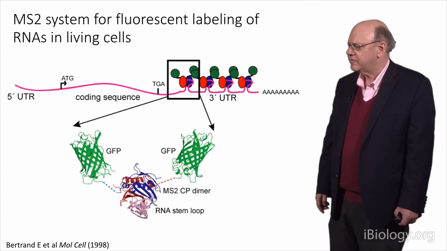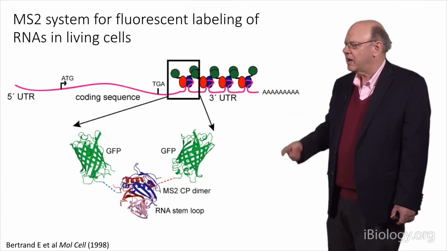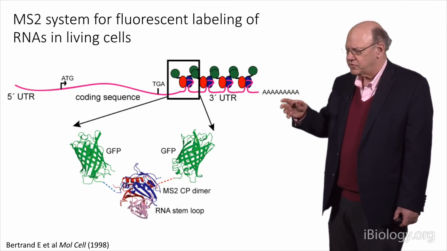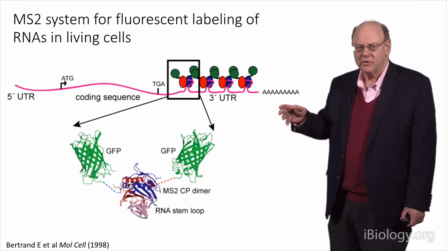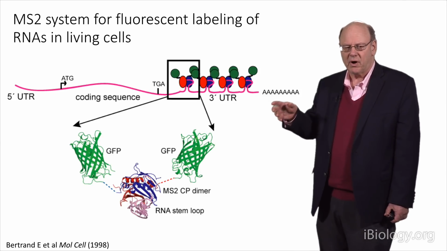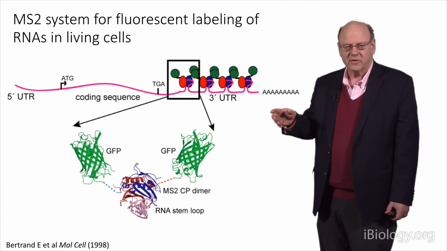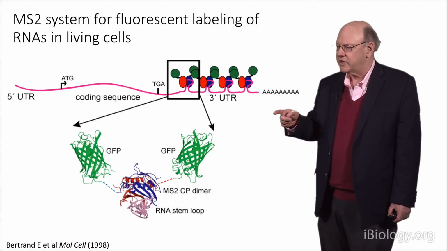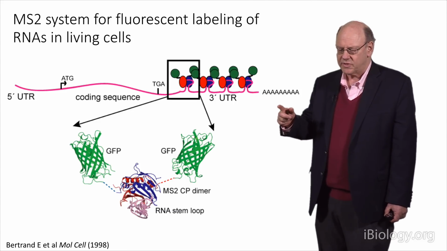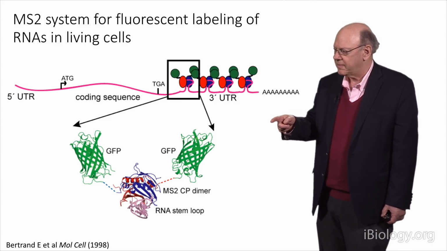So here's the system we developed two decades ago for labeling RNA. And the idea is to use a protein that binds very tightly to an RNA sequence. In this case, the RNA sequence is borrowed from a bacteriophage, which is an RNA phage, that has an RNA genome. And the coat protein coats the RNA genome and prevents it from degradation.